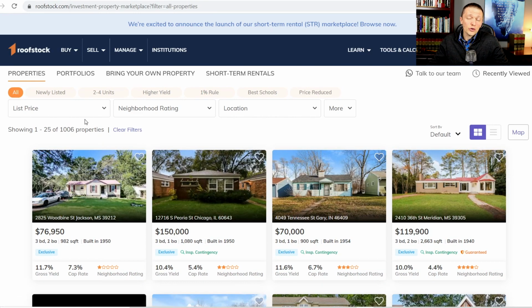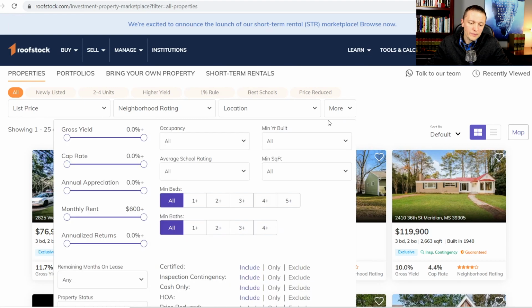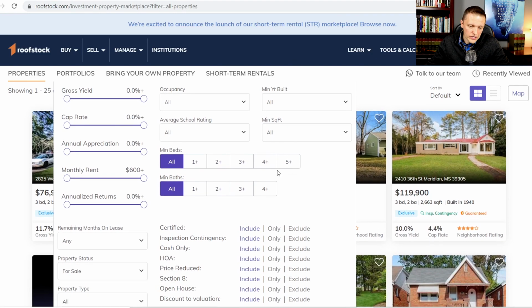All right, so now that I've shown you some of the shortcut filters, let's look at some of the more detailed criteria that you can select in order to narrow down your search results even further. So if we click on the More drop-down menu, you will see some of the same criteria that were in the shortcuts, plus a bunch of other criteria as well.